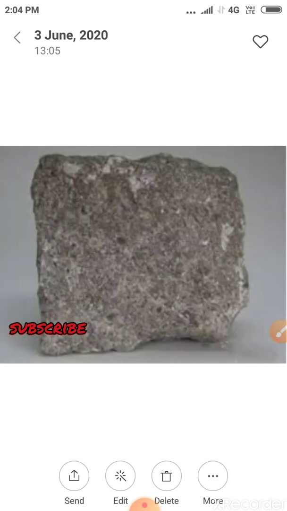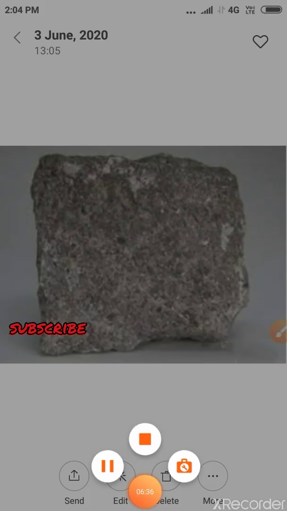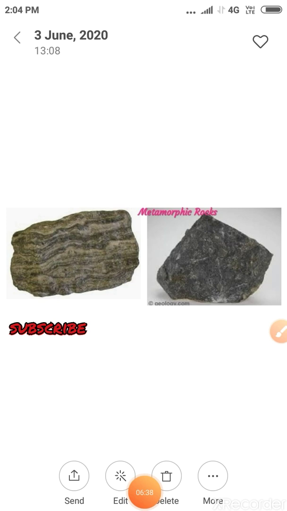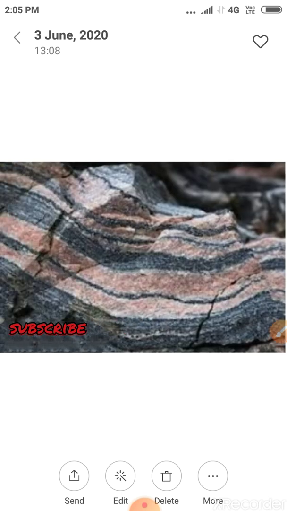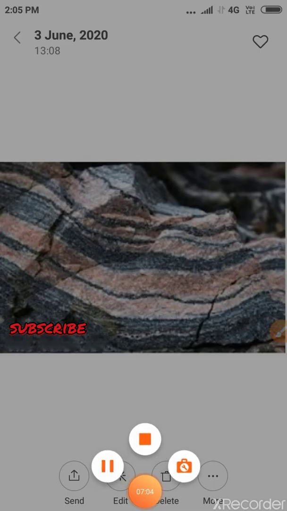These are the sandstones. Now moving to the next rock, metamorphic rock. Under great heat and pressure, igneous and sedimentary rocks can change into metamorphic rocks. For example, clay changes into slate and limestone into marble. These types of rock are metamorphic rocks. So I show you more rocks.